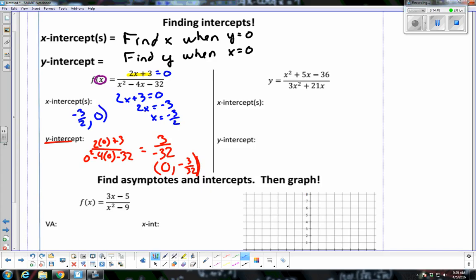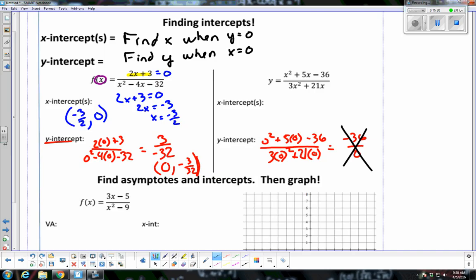So if we're looking for the y-intercept, again, we are going to plug in zeros for all of the x's. So we're going to have 0 squared plus 5 times 0 minus 36, all divided by 3 times 0 squared plus 21 times 0. And we're going to work that out. If you work that out, oh, this is a weird case. Notice how we have negative 36 over 0. Can you divide by 0? No, you cannot. So in this case, you actually don't have any y-intercepts, which is possible. You can have none. So this is none, okay, because you can't divide by 0.